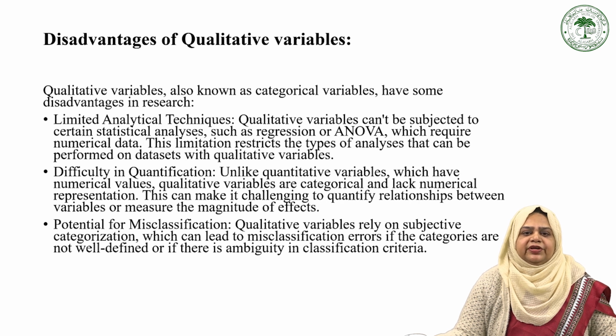Disadvantages of qualitative variables. These variables, also known as categorical variables, have some drawbacks or limitations in research. One limitation is that they cannot be used for certain statistical analysis such as regression or ANOVA, which require numerical data.